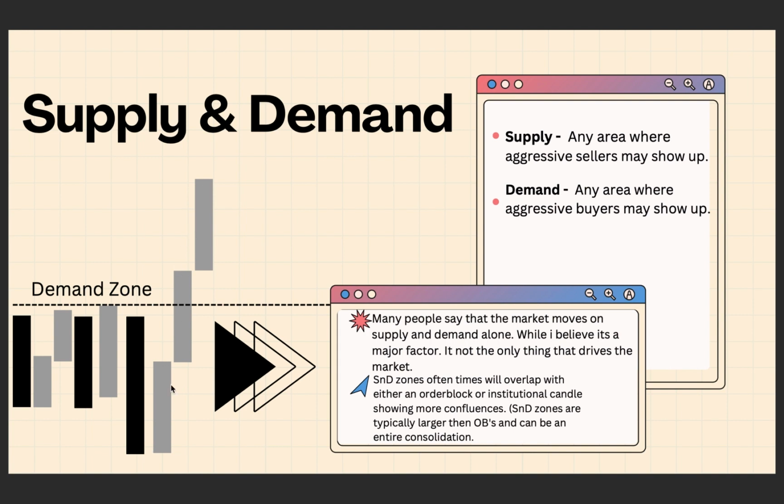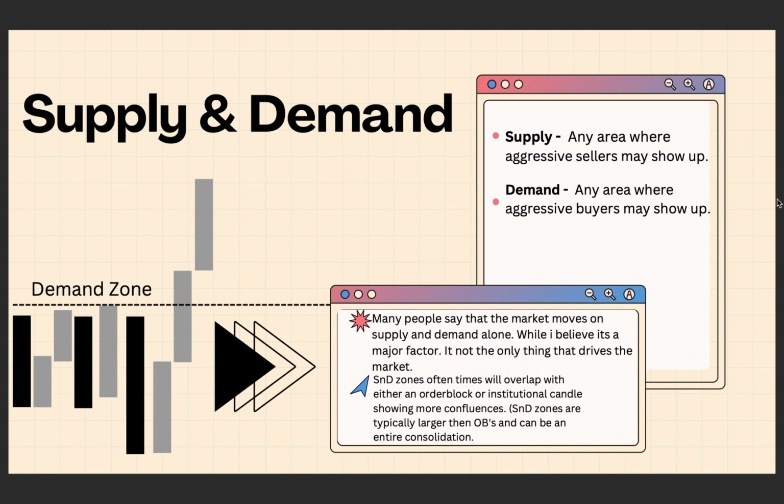Just remember that supply is an area where previous selling has taken place, and you could see continued selling once price returned to that level. Demand, like the demand zone that I have drawn right here, is just the opposite. It's an area where previous buying has taken place and can continue once price returned to that level. Now, we haven't covered order blocks and institutional candles yet, but write this down. Understand the fact that supply and demand zones will often line up with order blocks and institutional candles.